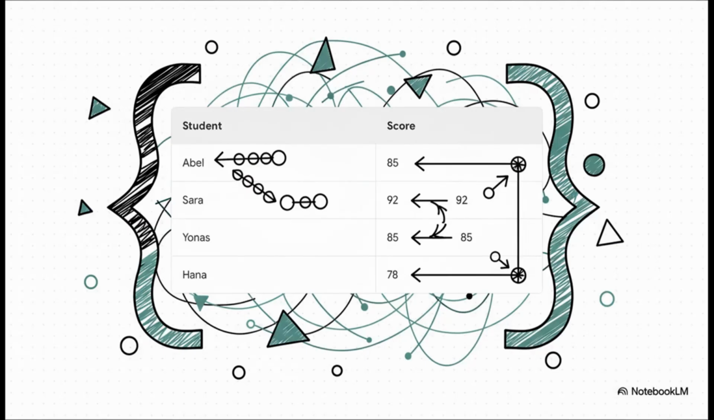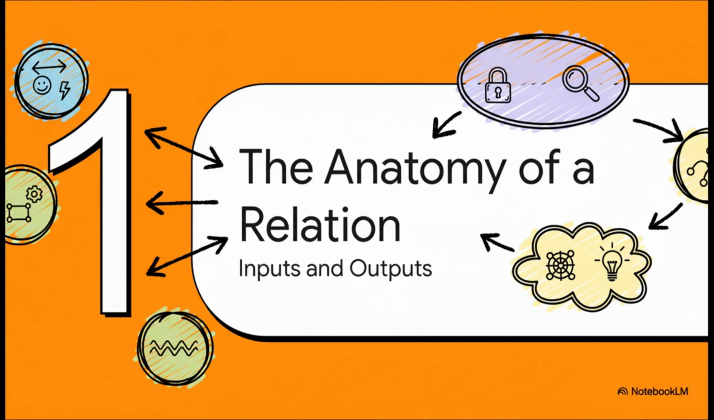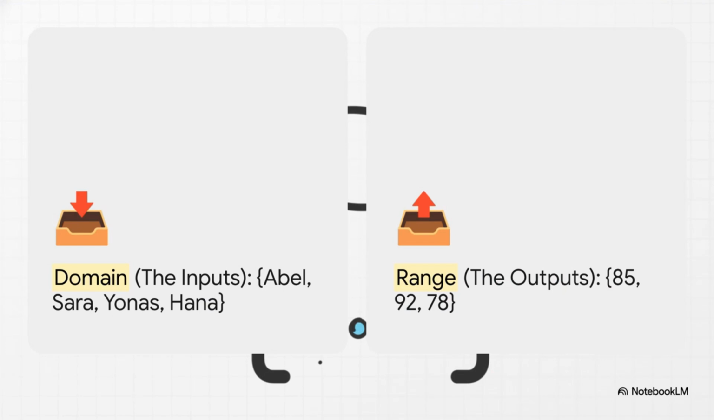And looking at this table really makes that abstract definition concrete, right? Here we've got our set of ordered pairs. You've got Abel paired with 85, Sarah paired with 92, Jonas with 85, and Hannah with 78. This whole collection of pairs, all of it taken together, that is the relation. All right, so now we know what a relation is. Let's peek under the hood and break it down into its two essential parts. Because every single relation has a set of inputs and a matching set of outputs. And these parts have names. We call them the domain and the range.